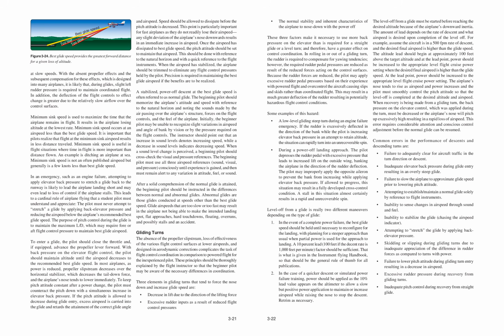Best glide speed provides the greatest forward distance for a given loss of altitude. At slow speeds, with the absent propeller effects and the subsequent compensation for these effects, which is designed into many airplanes, it is likely that, during glides, slight left rudder pressure is required to maintain coordinated flight. In addition, the deflection of the flight controls to effect change is greater due to the relatively slow airflow over the control surfaces.